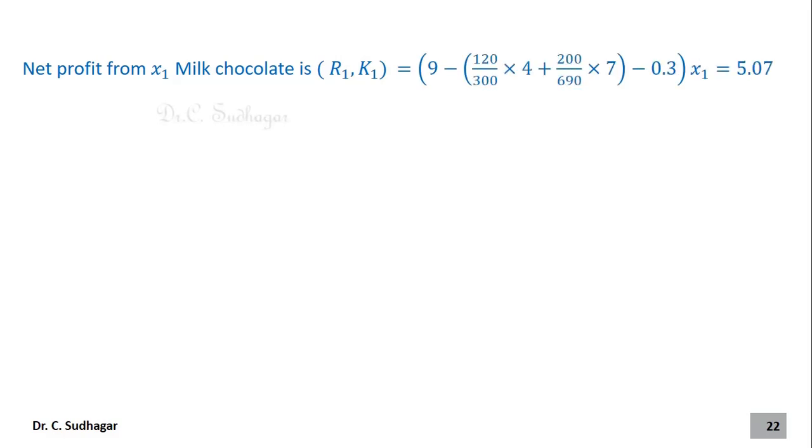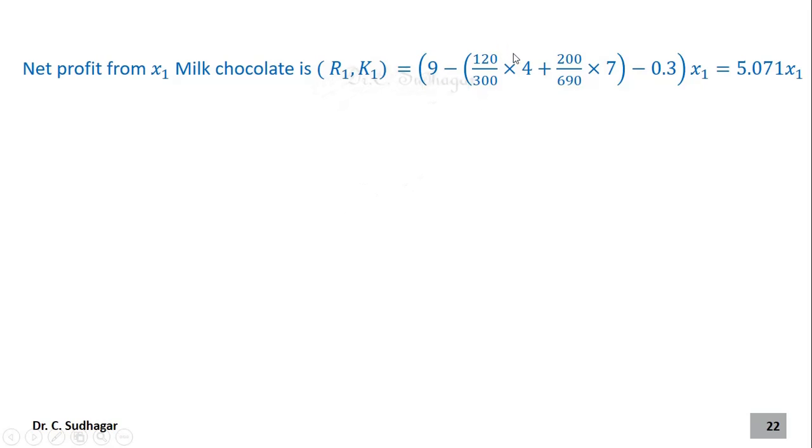So the net profit from X1 milk chocolate, R1K1, is 9 minus 120 divided by 300 into 4, plus 200 divided by 690 into 7, minus 0.3, into x1. So that is equal to 5.071 x1. If the currency has 3 decimal places, we can take 3 decimal places after the point. So we have summarized it.